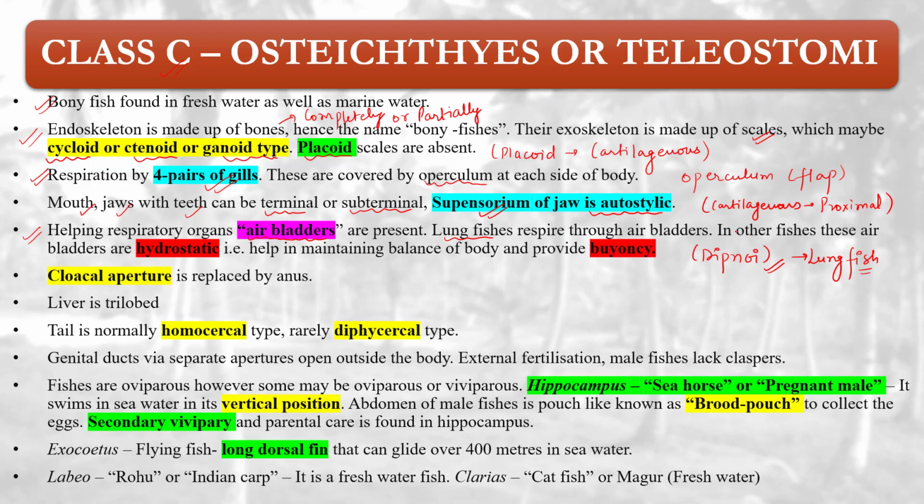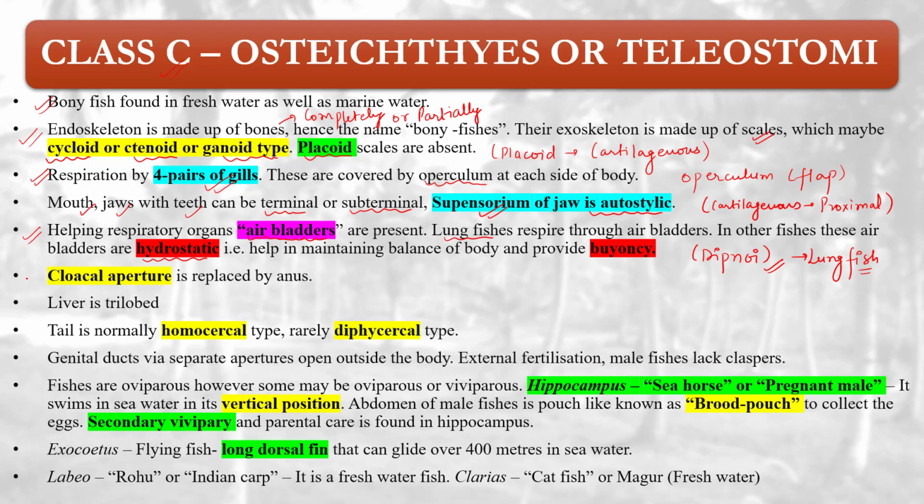In other fishes, these air bladders are hydrostatic. Hydrostatic means they just maintain the body balance and provide buoyancy. Mainly in lungfishes, the mechanism of respiration is somewhat modified, so they have air bladders assisting their respiration, not as the main respiratory organ. In other fishes, the air bladders are hydrostatic, providing buoyancy and helping to maintain balance.